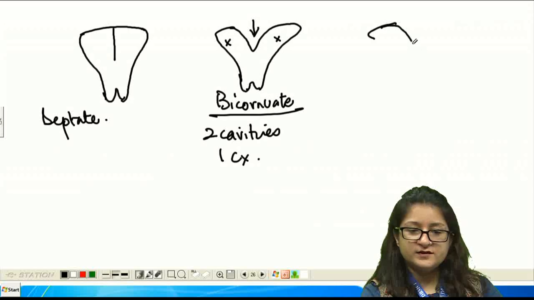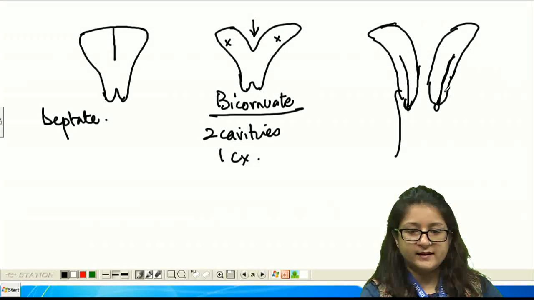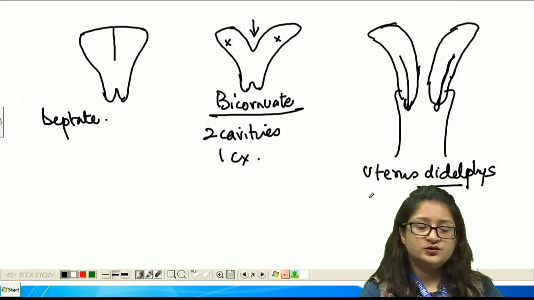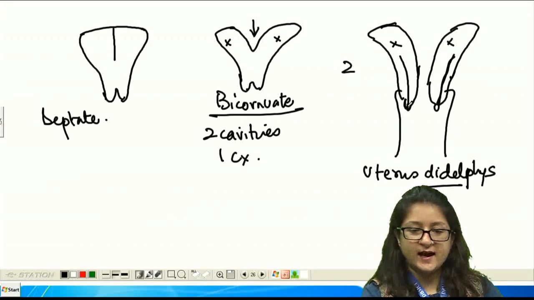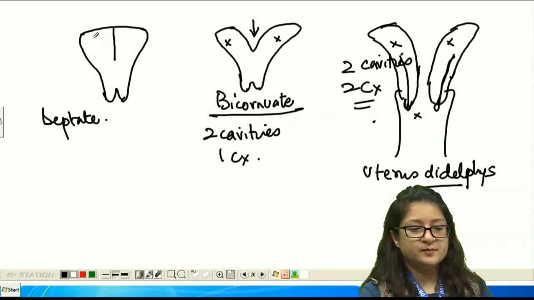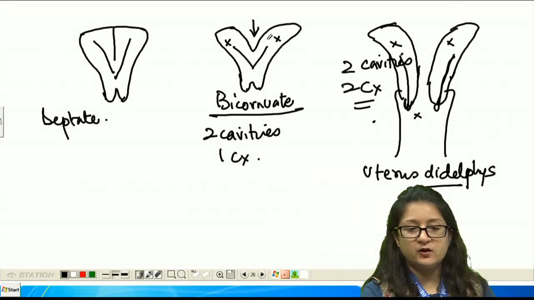Whereas a uterus didelphis, on the other hand, is like this. There are going to be two cavities, like this. So this is the uterus didelphis. It will have two uterine cavities and two cervices. So on HSG, the bicornuate and the septate will look the same. Even hysteroscopically from inside, they will look the same, like two cavities.